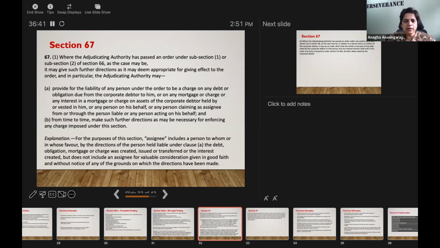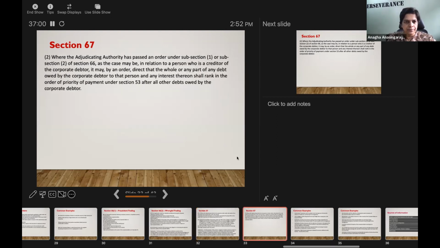So basically the kind of orders which we can get under 66(1) and (2) is, any benefit which may have gone on to the third parties, those third parties may be asked to restore that benefit, and in case they fail, then the directors can be made to make good those losses to the CD.